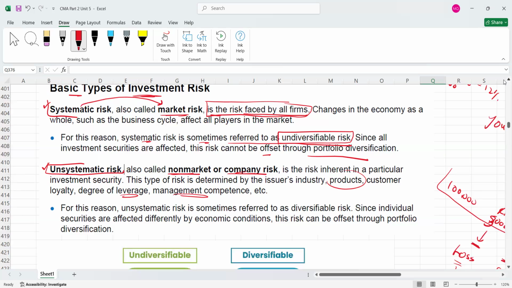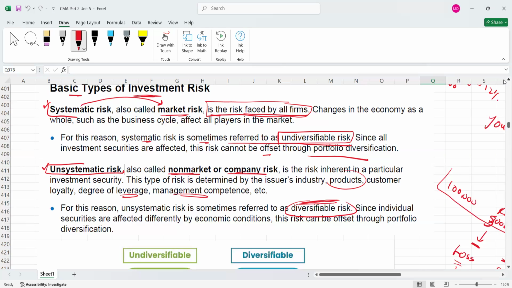The first point I'm going to say now: unsystematic risk will affect only a specific company or specific sector, not all firms. Second point, this risk can be diversified away. Diversified away means how? If you want to avoid this risk, simply don't invest your entire amount into that company. Simply you should split your investment and invest into different companies. So it means the loss on this investment can be netted off against the gain on the other investment. So this is what is called unsystematic risk.